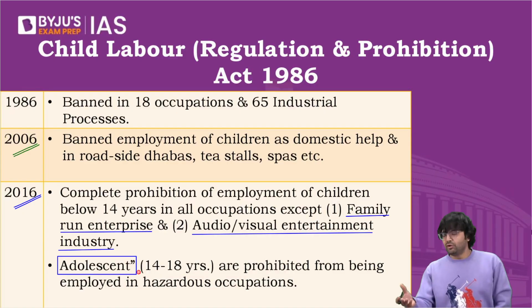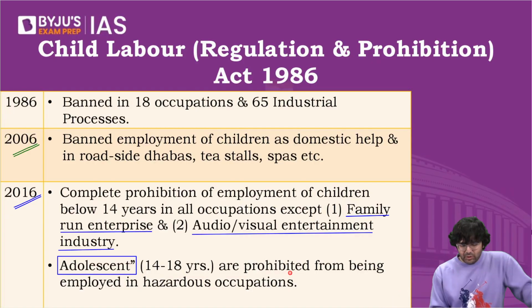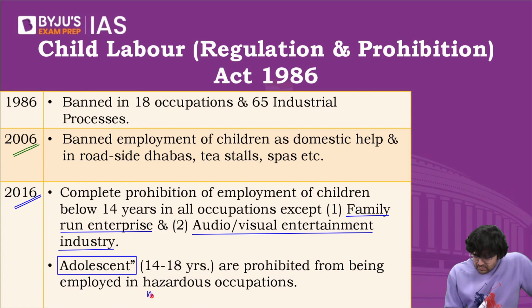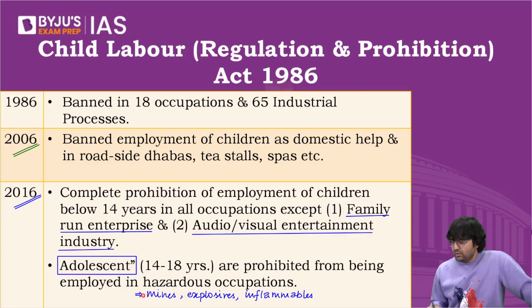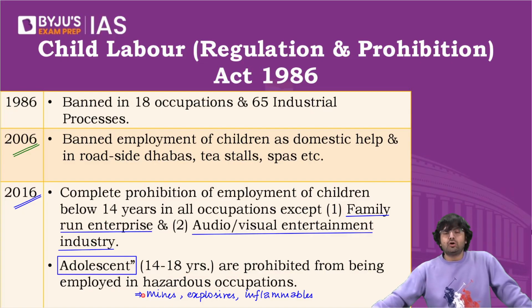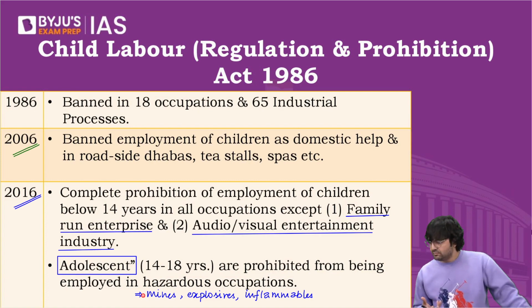Okay. So all those adolescents here, you are prohibited. Pavitra, you also. Okay, great. You are prohibited from being employed in hazardous occupation. Okay. What does this mean? Mines, explosives, and inflammables. In these three occupations. If you want to know what these occupations are, download the law called Factories Act 1948. In that Schedule 1, you'll find a list of all these occupations like coal industry, iron ore, paper making, bangle making, etc. Right?